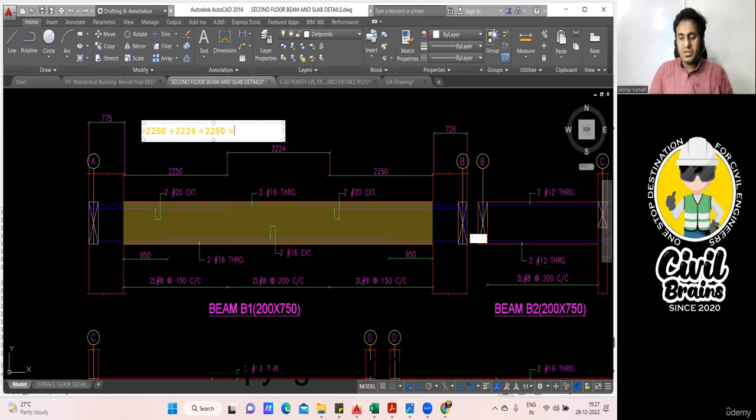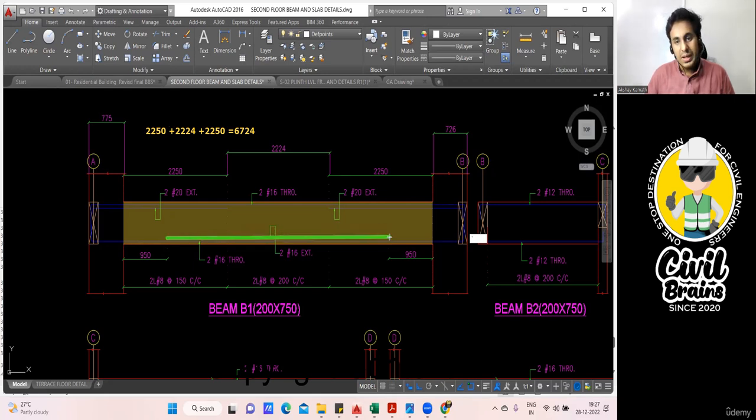2250 plus 2250 plus 2224 is 6724. 6724 is my total clear span length, what I've got. In that, this is 950, because this bar is starting from here and is going only up to this length. This is 950 given. This is 950 gone.